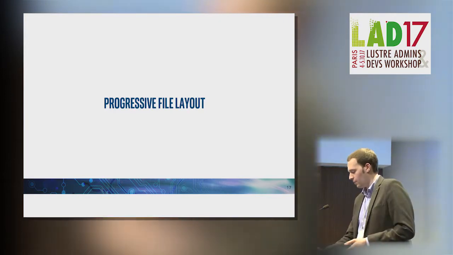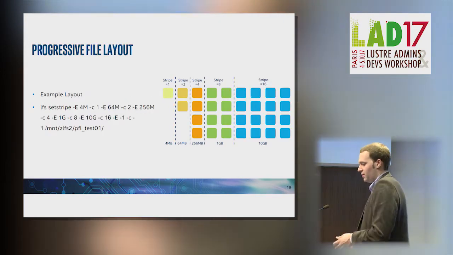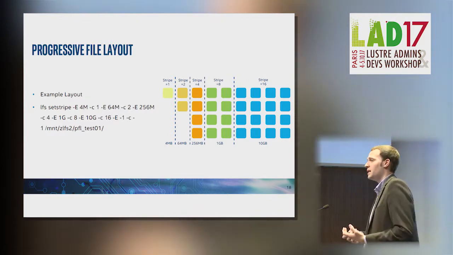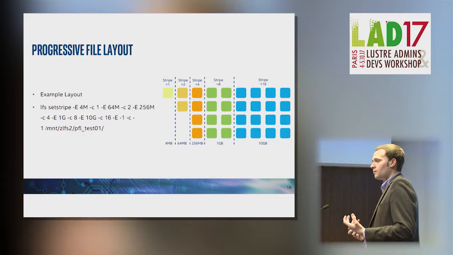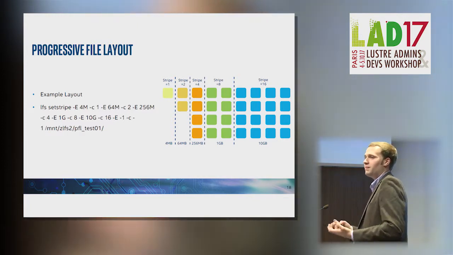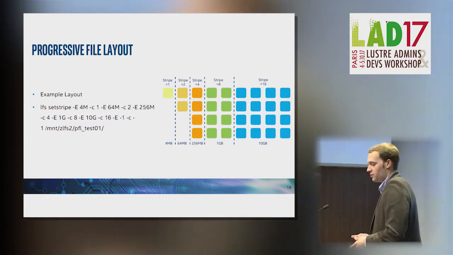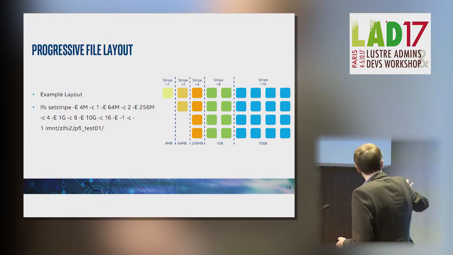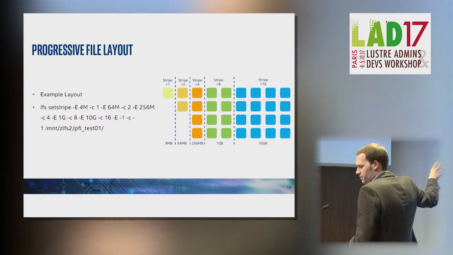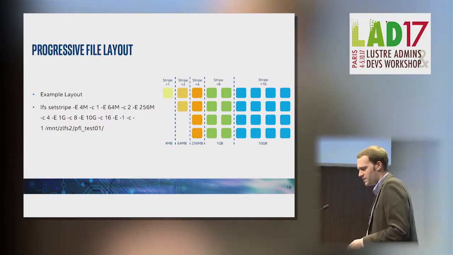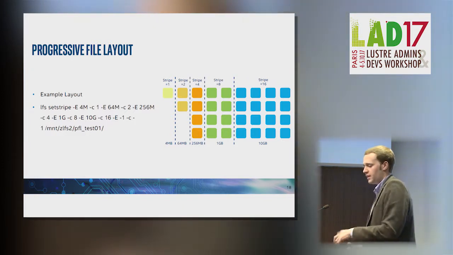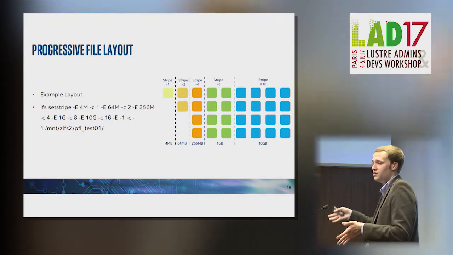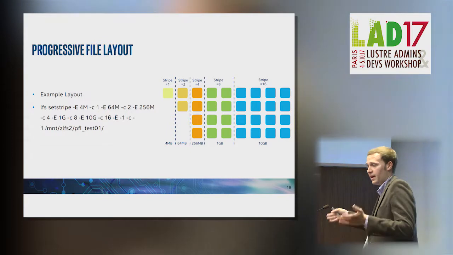So I won't talk about what it is because I'm sure you're relatively familiar, but this is the example test case I used. I just wanted to demonstrate how using PFL can simply make your life easier and get more out of your system. So I configured what was essentially a 6-stripe configuration. I missed, there's meant to be a 32 stripe at the end, but I missed it off the diagram. So six basically parts of the layout: 4 meg, 64 meg, 256, 1 gig, 10 gig, and beyond.